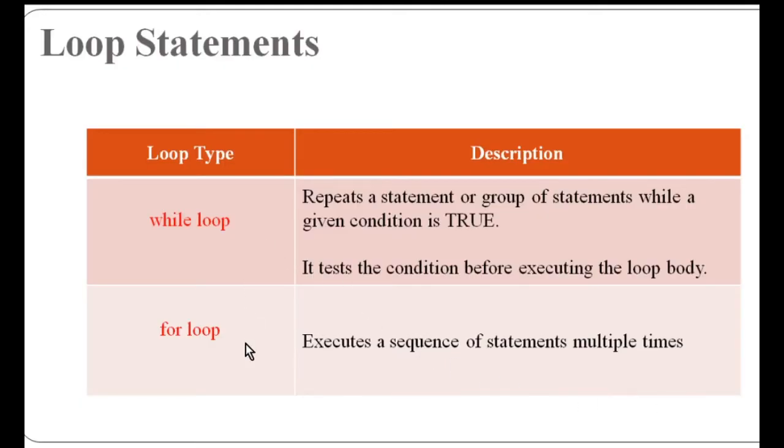As I said, you have two types of loop, the while loop and the for loop. The while loop is used to repeat a statement or a group of statements while a condition is true. It tests the condition before executing the loop body. Whereas the for loop executes a sequence of statements multiple times. If you want to execute some statements many times, you can go for a for loop. If you want to execute a statement till a condition is true, you can go for a while loop.